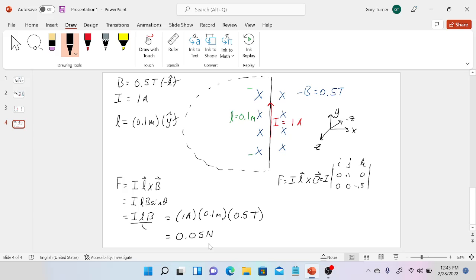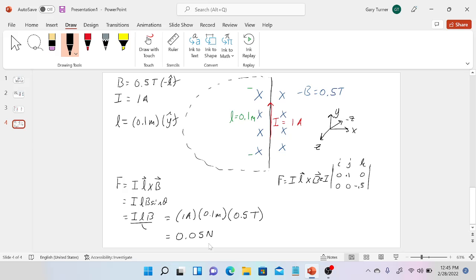And while that's not an extremely large force by any stretch of the imagination, it is still strong enough to deflect a thin wire. Okay. It's more than strong enough to deflect a thin wire. And as a result, you would see the wire move. It would try to bend. Okay. And we see this in the laboratory.